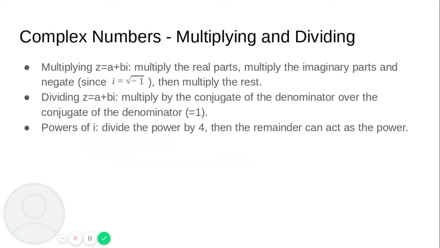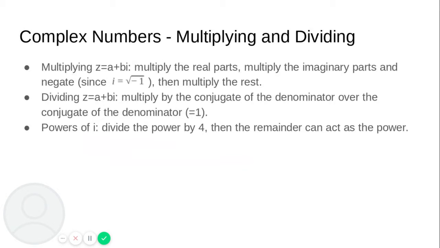So it's similar. You can use the FOIL technique or whatever you use for any binomials, because it's fairly similar to a binomial. Just remember to negate that i squared, because i represents the square root of negative 1. And then divide, we have to use a bit of a different approach. So we want to multiply by the conjugate of the denominator over the conjugate of the denominator. So the conjugate, again, being that z bar.